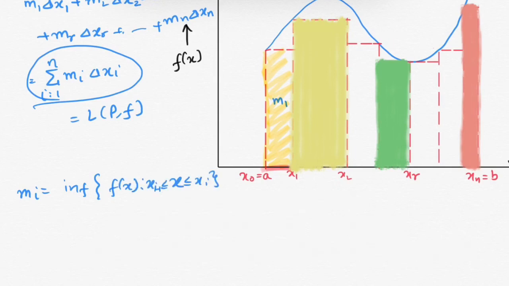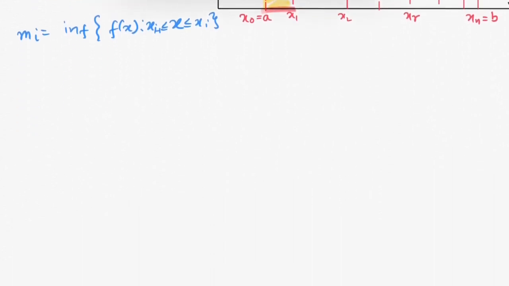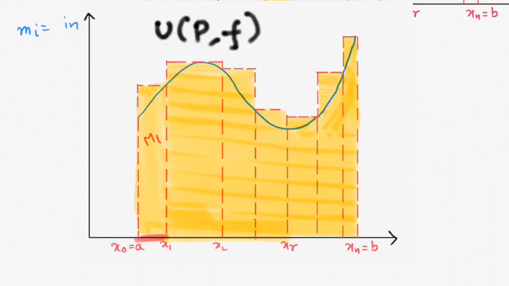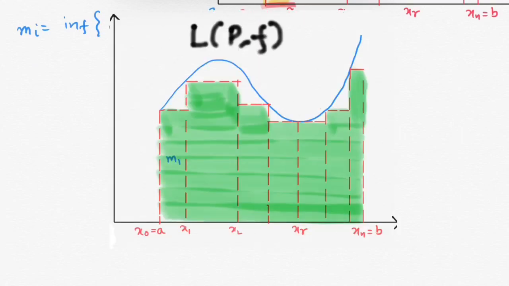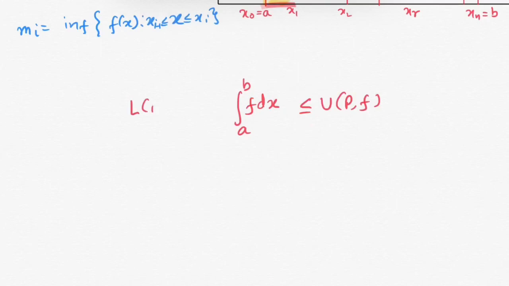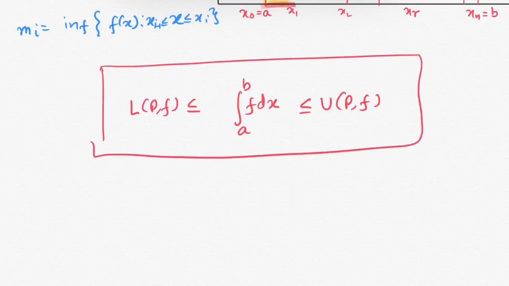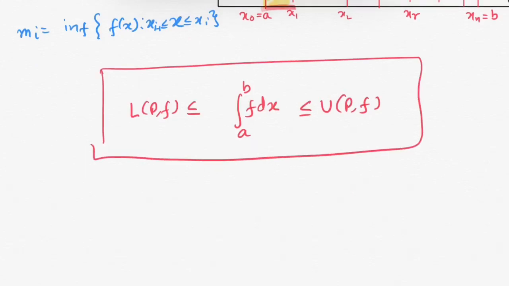As we have seen, the area calculated by person A is slightly greater than the required area, so I can say U(P, f) will be greater than or equal to the integral from a to b of f dx. And the area calculated by person B is less than the required area, hence L(P, f) will be less than this integral. This relation is very important in Riemann integral. I hope everything is clear to you till now.